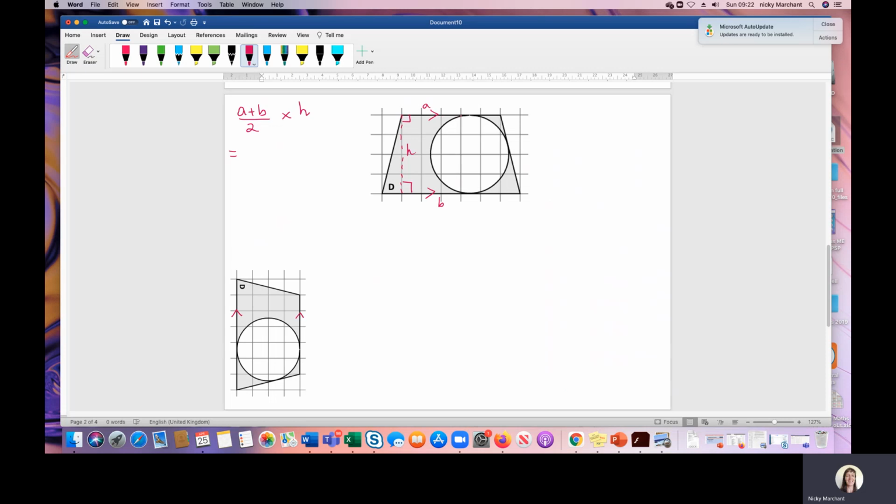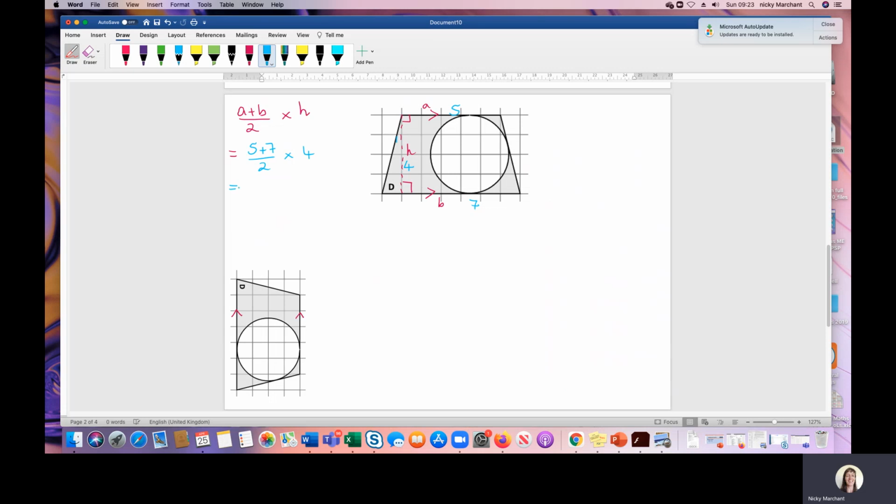So let's count up. We've got 2, 4, we've got 5 along the top there. We've got 2, 4, 6, 7 along there, and that height is 4. Right, that height is 4. Okay, so let's substitute in. We've got 5, we've got 7. 5 plus 7, we're going to halve it. Then we're going to times it by our height of 4.